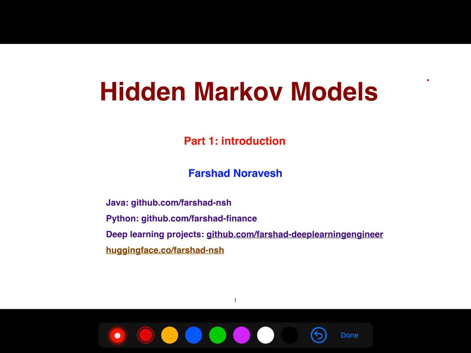Well, in this new playlist, I want to explain hidden Markov models, which are really important in machine learning. For example, you can use them for many different tasks, such as part of speech tagging, named entity recognition, and simultaneous relation extraction, of course.